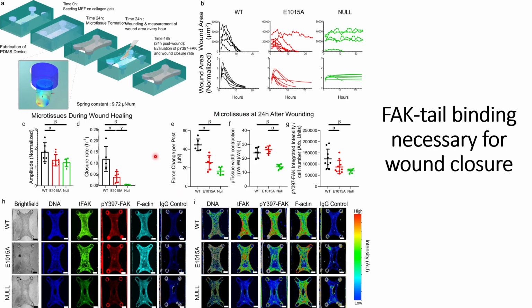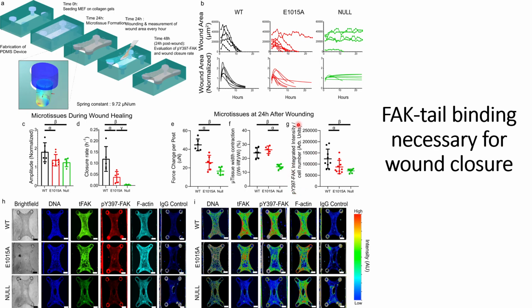And thereafter they check the force also, change per post, and the force exerted on the macro tissues seems to be maximum in the wild type compared to the mutated, and also compared to the case where no FAKs are there. And when they check the tissue contractions at the center of the wound closures, what they are able to find out is that the tissue contraction for the wild type and also for this mutated FAK is higher than the case where no FAKs are used.